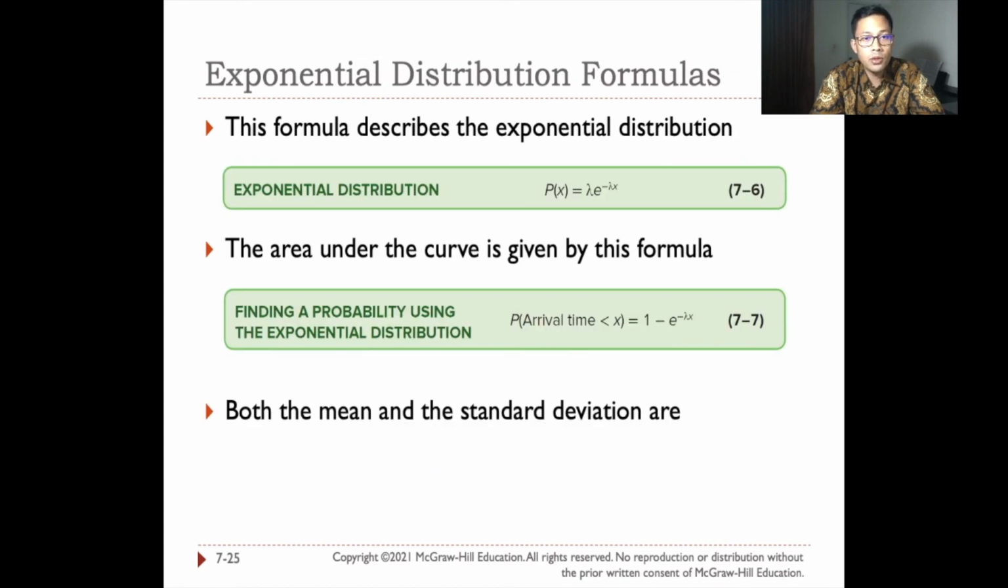Okay, so for the exponential distribution, the probability density of x is going to be lambda multiplied by e to the power of negative lambda x. The area under the curve is given by the following formula. So the probability of arrival time less than x is going to be 1 minus e to the power of negative lambda x. Okay?